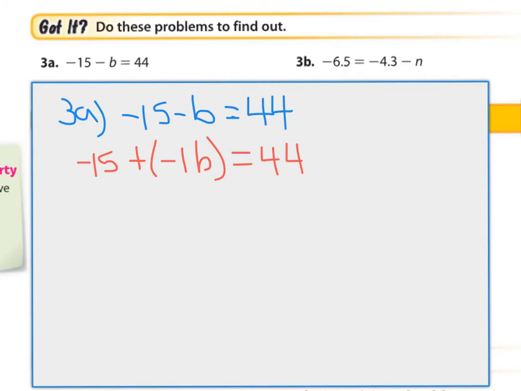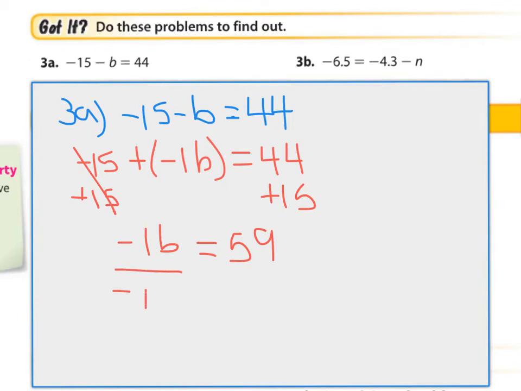Okay, so now we know that we can divide the coefficient out later, and it will leave us with a positive variable, right? Now we have to do addition or subtraction first. So let's get rid of the negative 15 by adding 15. We add 15 to both sides, and that gets rid of it on this side, which leaves me with just a negative 1b. And on the other side, I get 59, right? And now I divide by negative 1, divide by negative 1, and b equals negative 59.